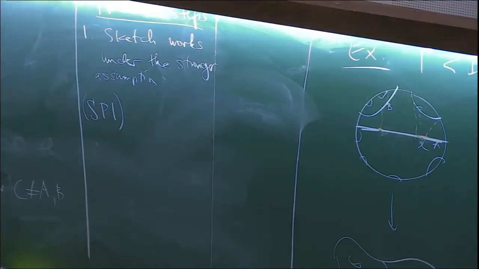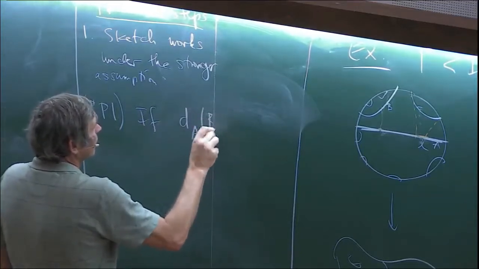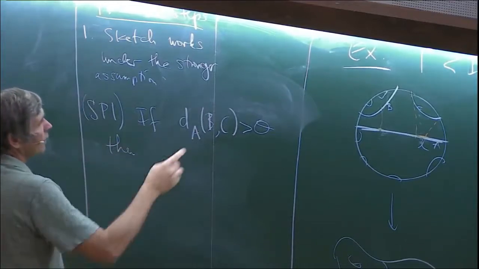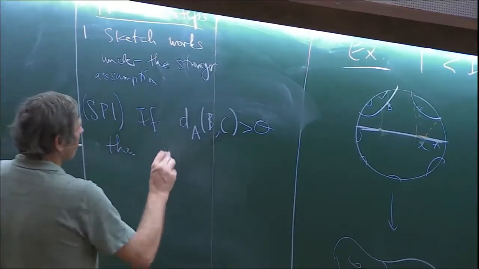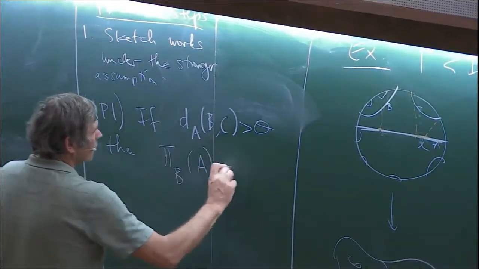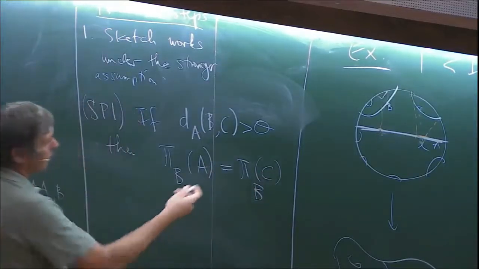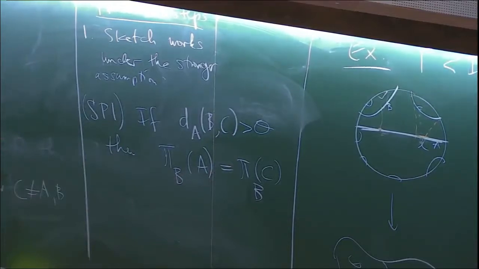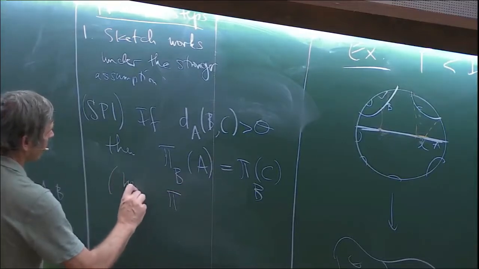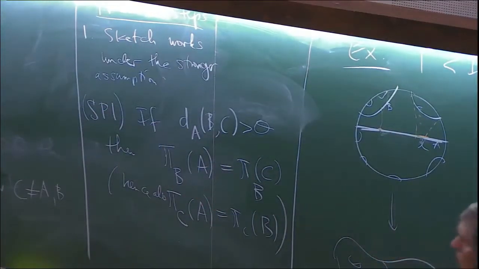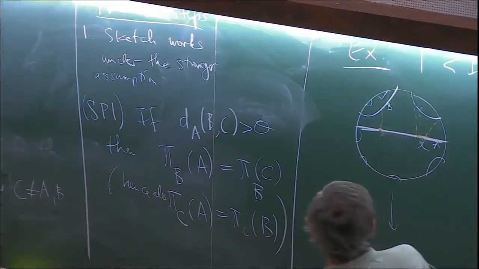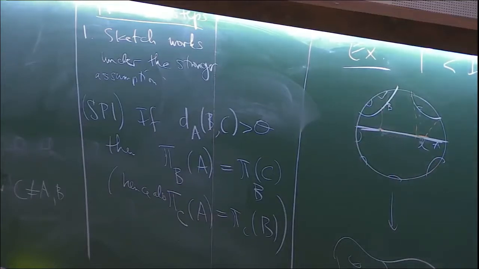It says the following: if the distance, say in A, between B and C is greater than theta, then not only are the other two less than or equal to theta, but in fact the projections themselves are equal. So the projection of A to B is actually equal to the projection of C to B. And of course you can also permute B and C, so the other two are the same too. Hence also pi C of A is equal to pi C of B, by permuting B and C. That's a stronger assumption, and you don't actually have that in the example. In this example, this is actually not true. These projections are going to be close, but not exactly equal on the nose. But the proof is simpler in that case. So let's see if this sketch actually works.